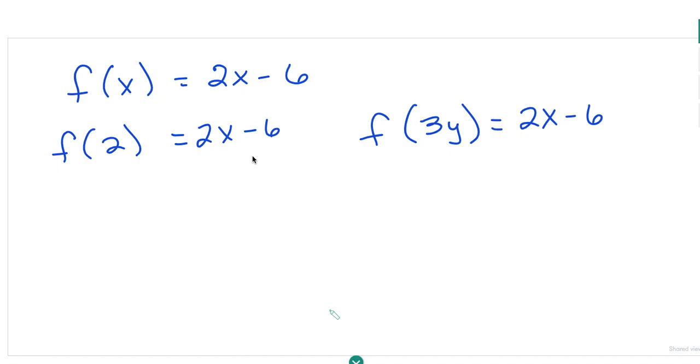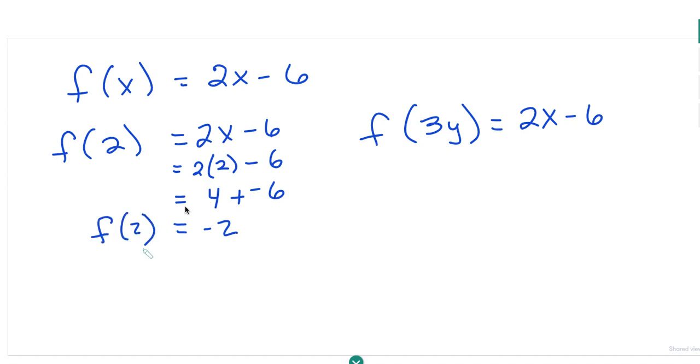So I'm going to put 2 times 2 minus 6, and then I'm going to simply solve 4 plus negative 6. I did the keep, change here after I did my PEMDAS multiplication. And then I'm going to simplify, so it's going to be negative 2. So the function, when the value of x is 2, the value of the function is negative 2.